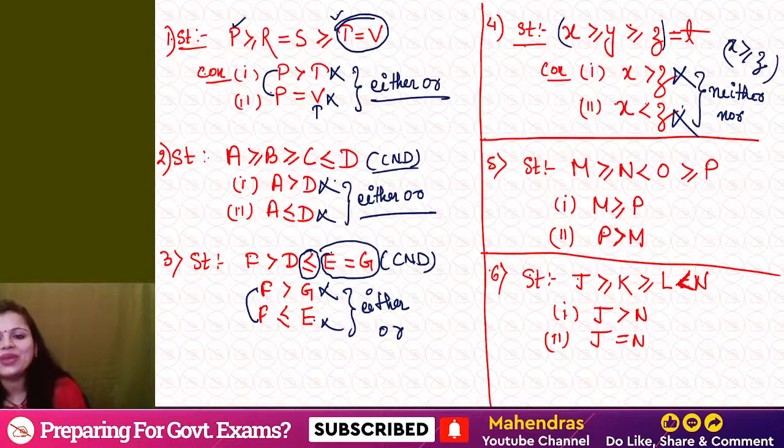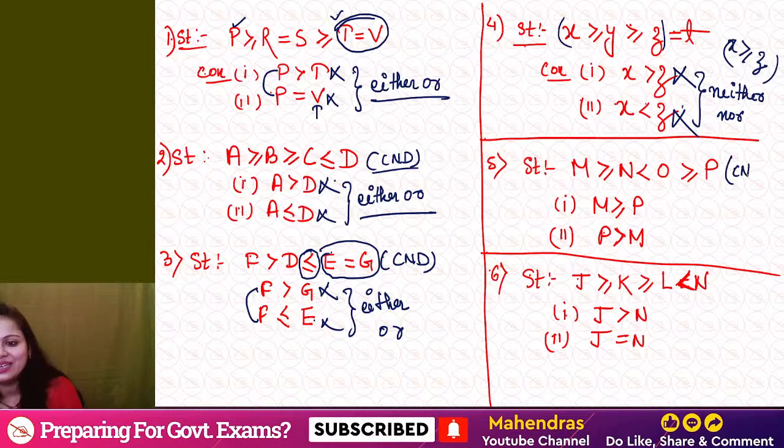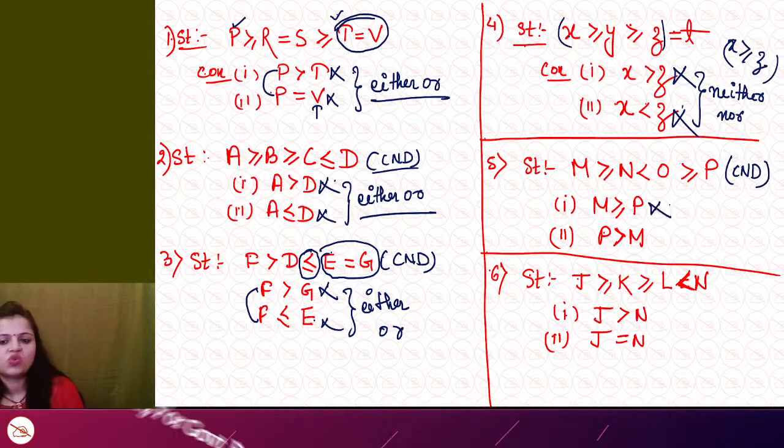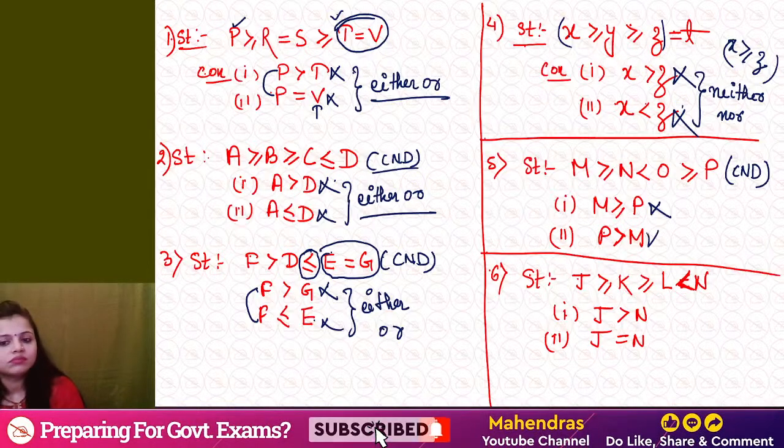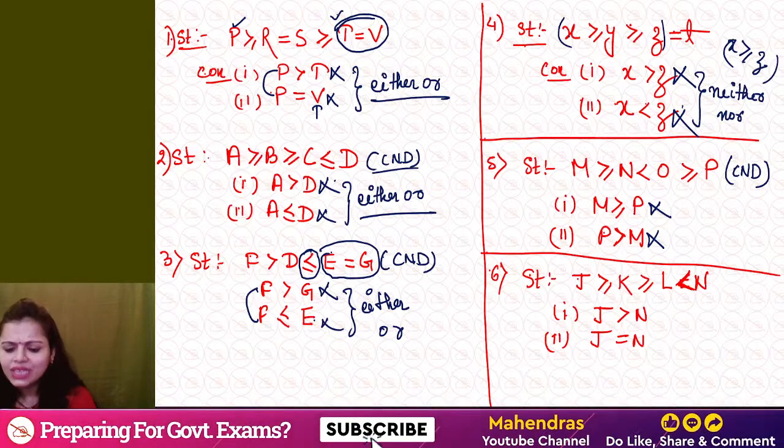Next, M and P. So M and P again follow the C and D case. M is greater equal to P? No. P is greater than M? No. Individually they are wrong. Elements same? Yes, elements are same. But just see, all the three signs are present.